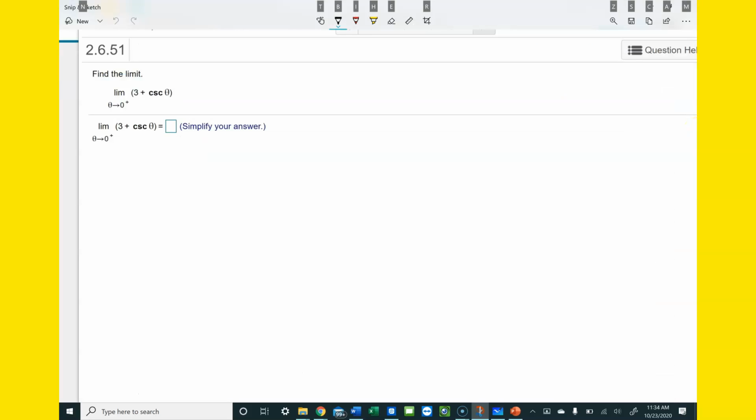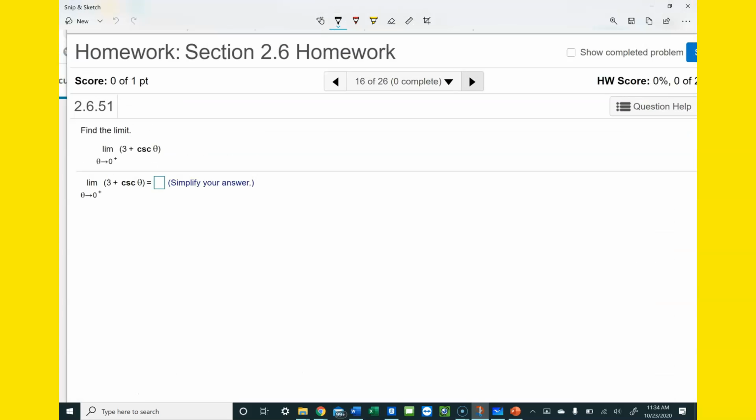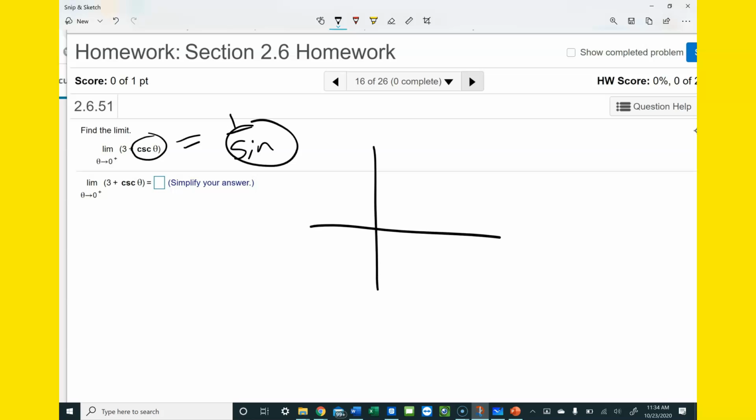All right, let's look at this one. This is 2.64.51. Cosecant is 1 over sine. So as theta approaches 0, what is sine of 0? We could even look at this on the graph, right? What is sine of 0? It's 0. But what if we're just a little bit past 0, just to the right of 0? Then we're a really small number. So 1 over a small positive number is going to go to infinity. And 3 plus infinity is still infinity. So this should be infinity.